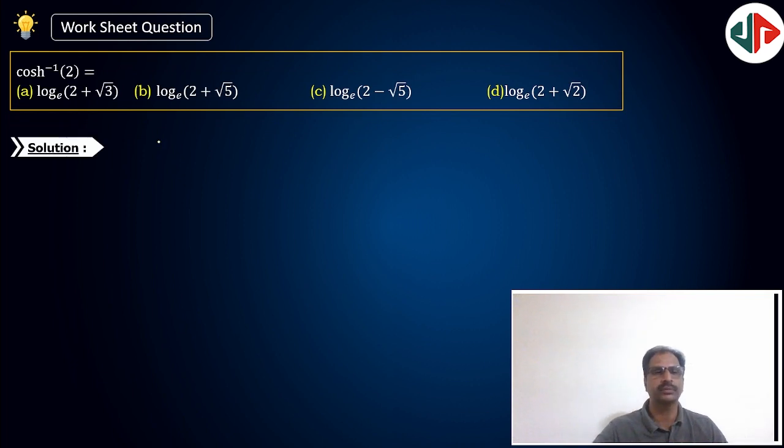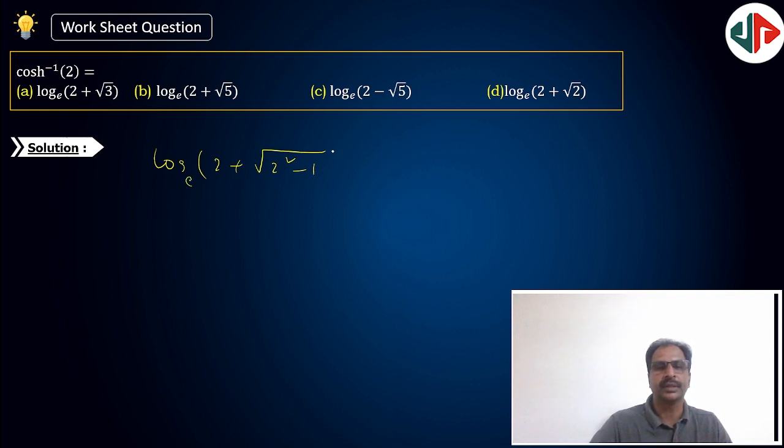Cos h inverse 2. Just apply cos h inverse x formula. Cos h inverse x formula is log of x plus root of x square minus 1. Here x is 2. So it is nothing but log of 2 plus root 3. Basic. Option A.